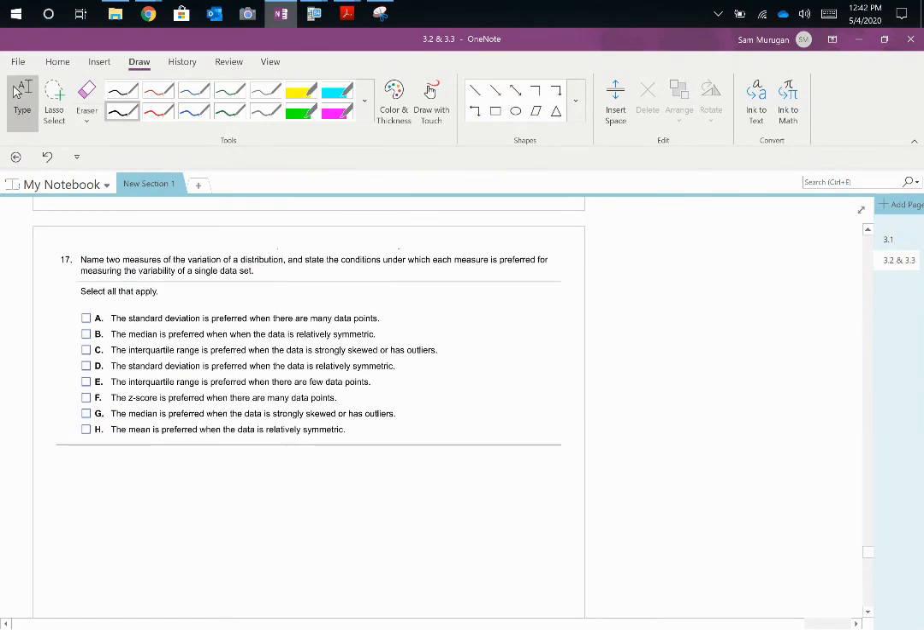Question 17, name 2 measures of the variation and state the conditions under which each measure is preferred for measuring the variability of a single set of data. So, hint, this has to do with interquartile range. So your answer would relate to the interquartile range, and think about when you would use the interquartile range.